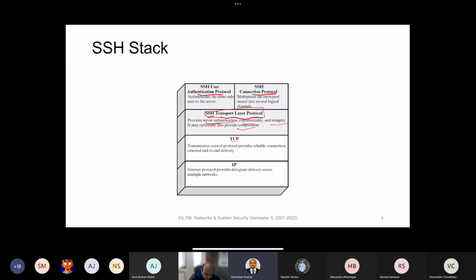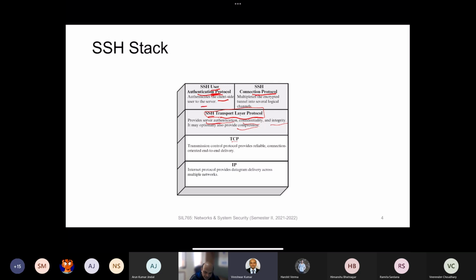And then on top of it, once you have this SSH transport layer protocol, which can provide all these properties, there are two other protocols which will be run over it. So the user authentication protocol. Now we have a specific way in which the client could also be authenticated. If the server wants to authenticate the client, there is a specific way in SSH that it could do it, and that is what the SSH user authentication protocol does. So the client side authentication.